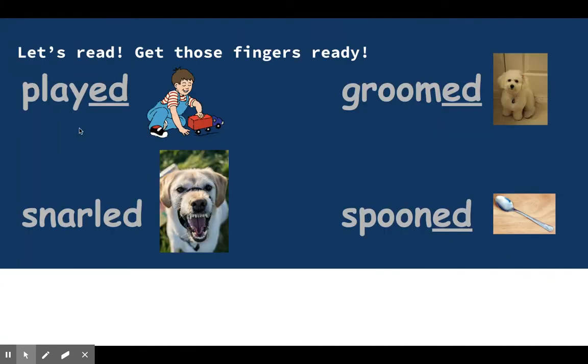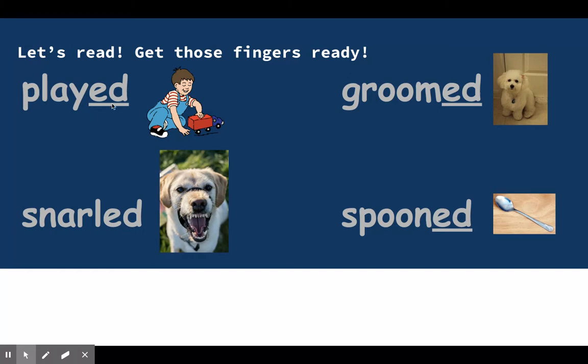So here are some examples. I can see my base word plus my ed. Let's put our fingers up and read our first word. Here we go. Played. So today I might play, but last week I played. So it happened in the past. Here's my base word. Now my base word still has to follow all the rules. So in the word play, ay goes at the end. So I still need to follow that ay rule.